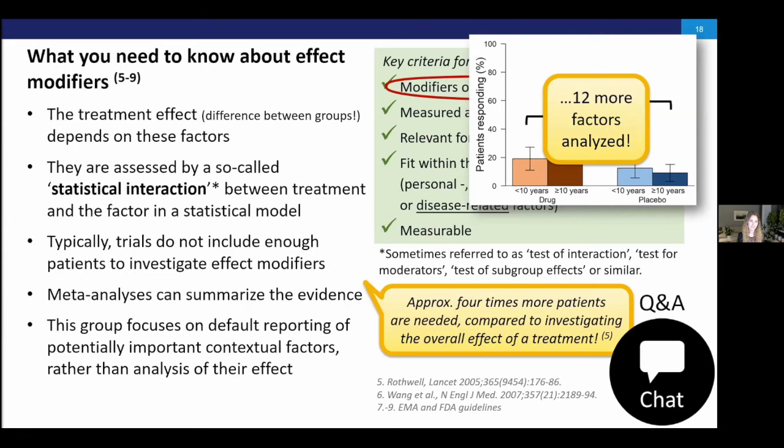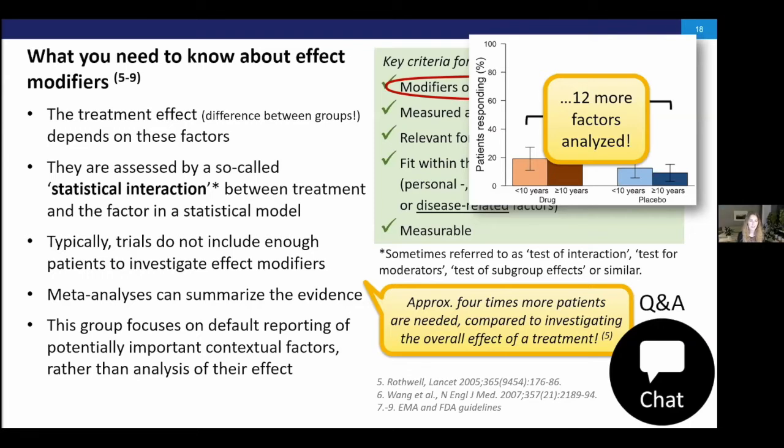And I have another one from Dorcas. How much of a barrier is the need to have 4 times the sample size in order to evaluate an effect modifier contextual factor? That is a barrier, a challenge.